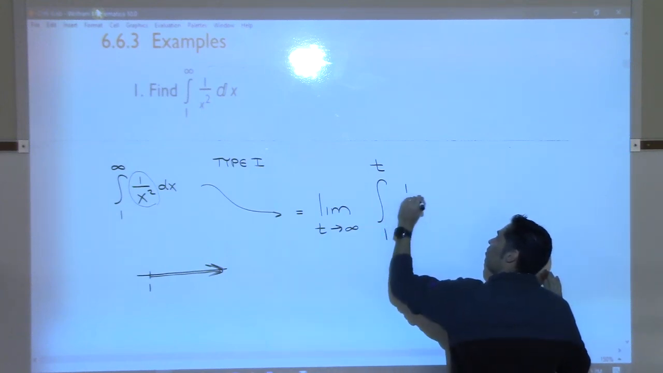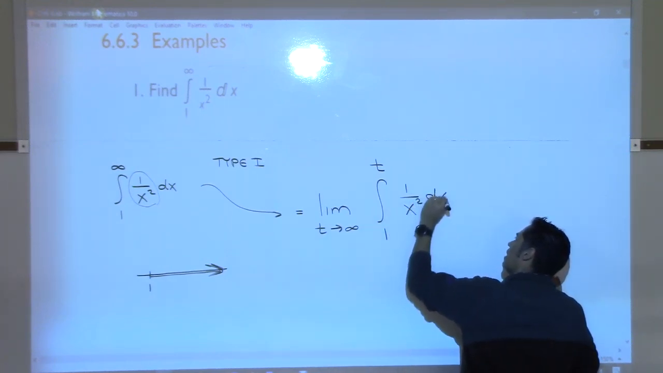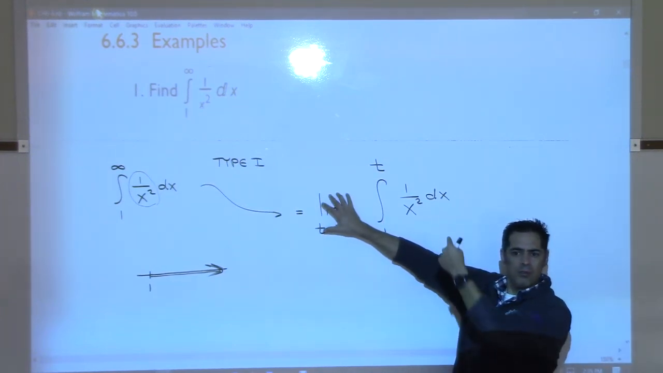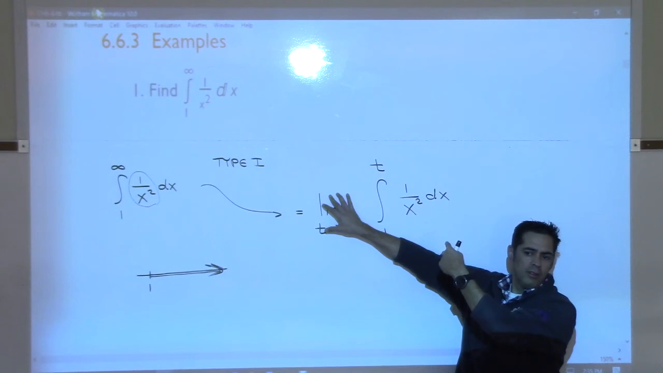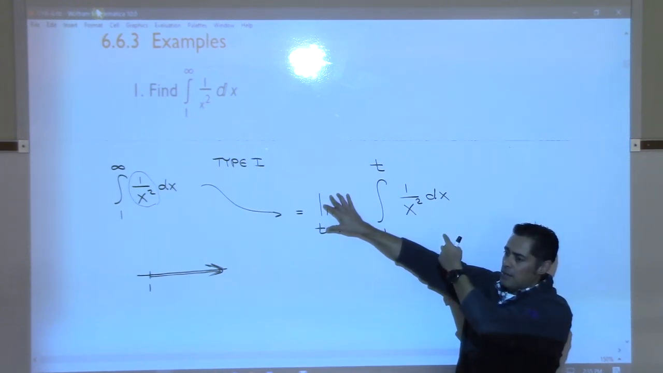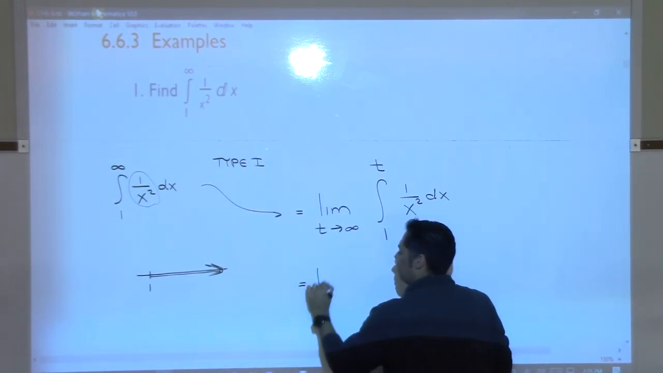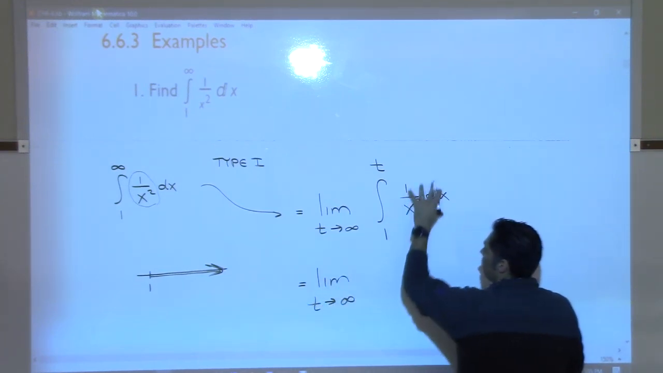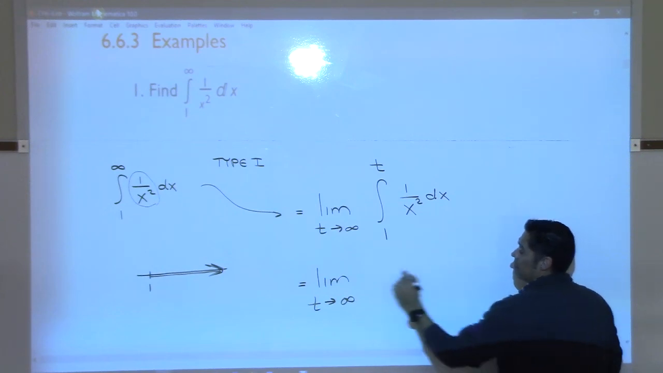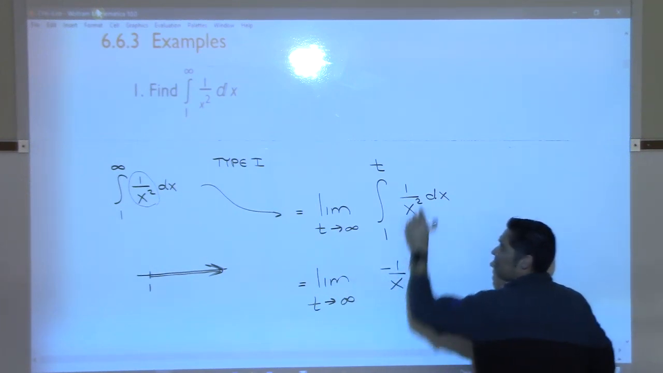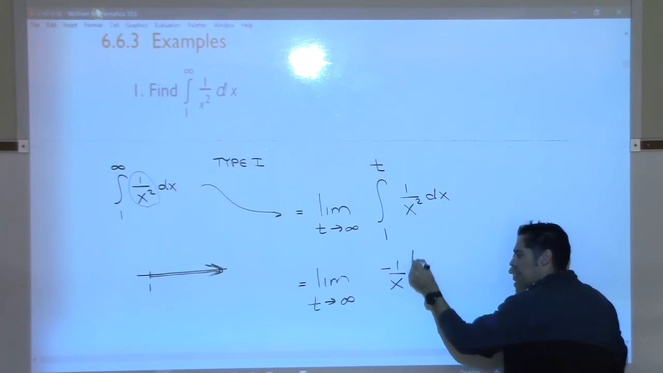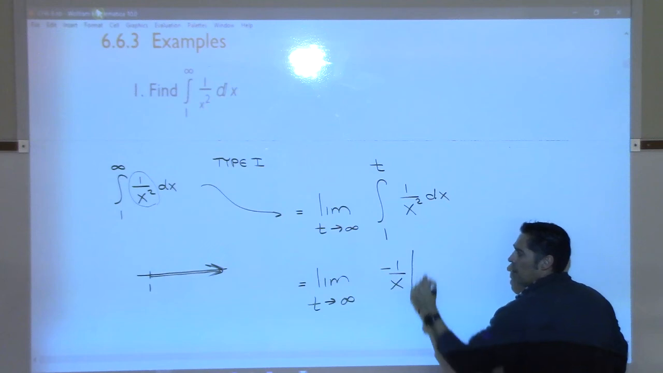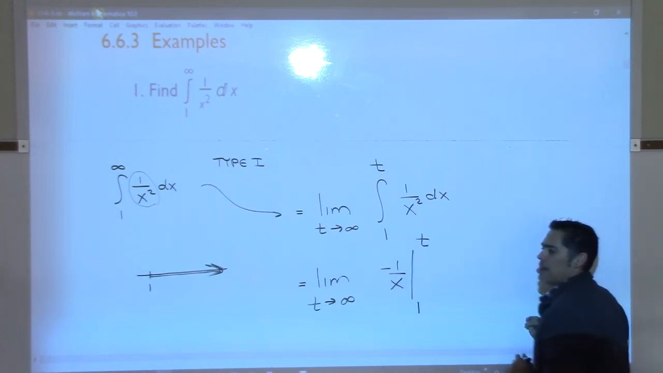And what am I integrating? 1 over x squared dx. Okay, so now ignore the limit and just do the fundamental theorem of calculus on this. So just go find the antiderivative of that. So keep the limit here. We're not going to do the limit yet. The antiderivative of this is negative 1 over x. That's the antiderivative, right? But then we need the evaluation bar, and we need down here 1 and up here t. Okay.